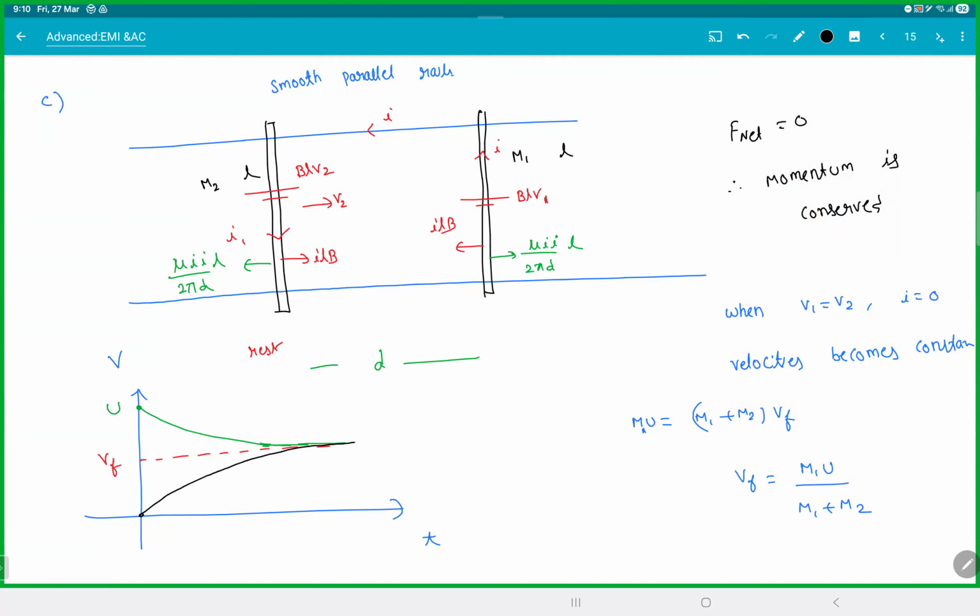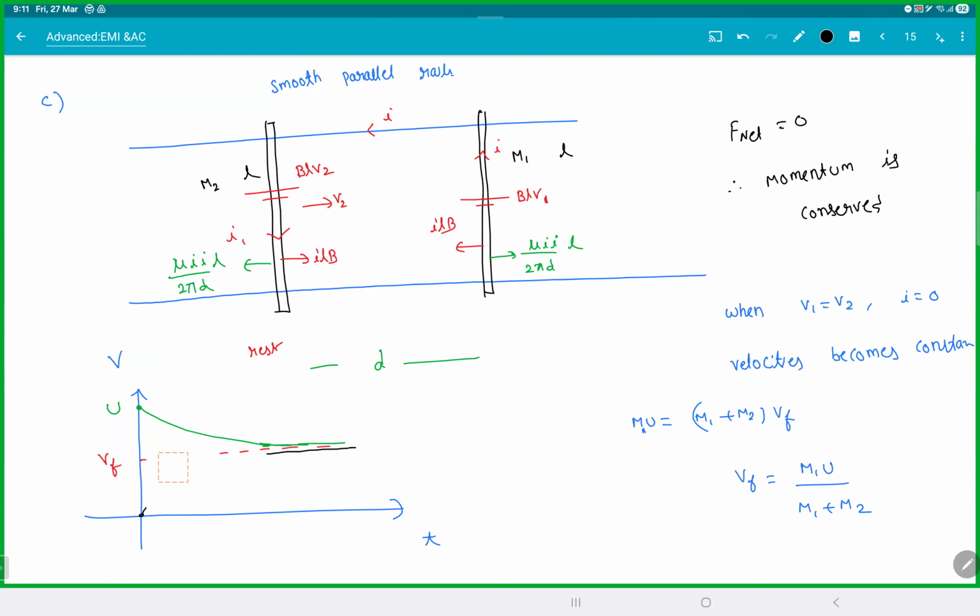Clear with this? There will be a small difference though, because the masses are different. This will have more acceleration initially, again depending on who has more mass. So initially the slopes will be different. But this also will get closer and closer to this line. Clear? Both the lines will not have the same slope, because the masses are different, so accelerations are different. But eventually they'll reach v final.